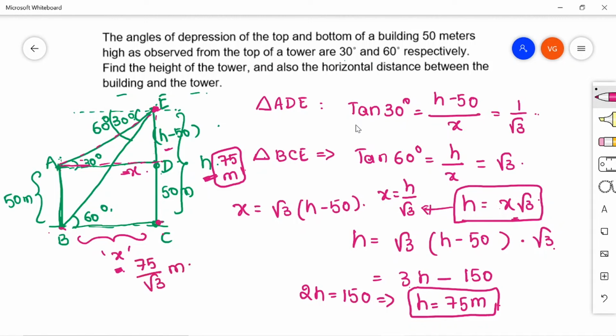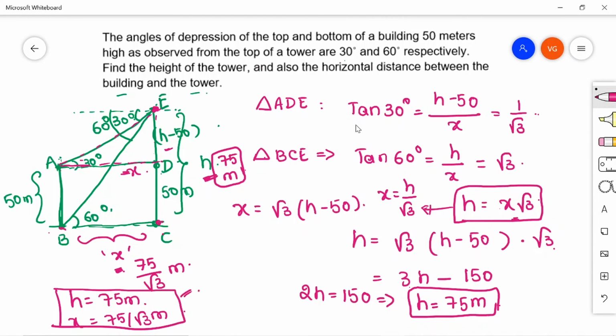So you can write the height of the tower h is equal to 75 meter, whereas the distance between the building and the tower is given by 75 by root 3 meter. So write it down and put a box around. This is how we can solve this solution.